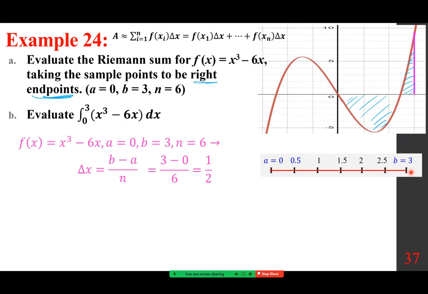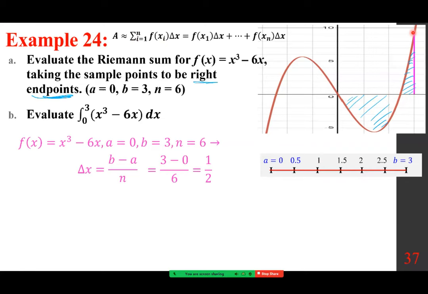I want R sub 6 using this formula. Delta x is fixed as 1 over 2. And then the heights would be f of 0.5, f of 1, f of 1.5, f of 2, f of 2.5, f of 3. We don't have the first one because we are using the right endpoint. So you really have over here this part, this part, this part, this part.